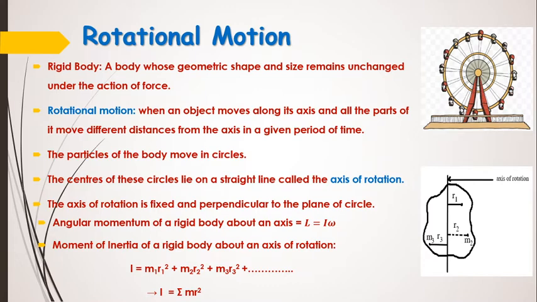That is, it is the sum of the products of the mass and the square of the distance of the different particles of the body from the axis of rotation, given by the formula I = m1 r1 squared + m2 r2 squared + m3 r3 squared, where m1, m2, m3 are the masses of different particles of this object and r1, r2, r3 and so on are the distances of these particles from the axis of rotation.